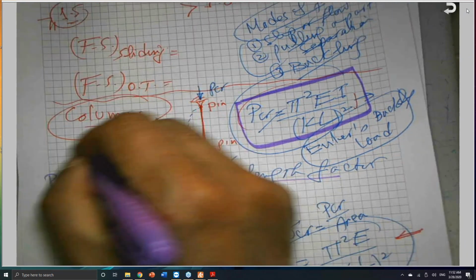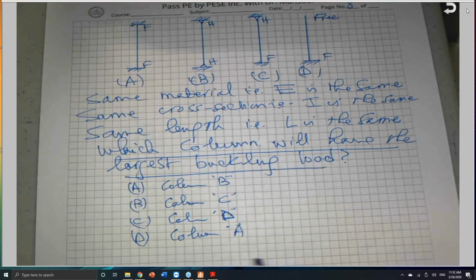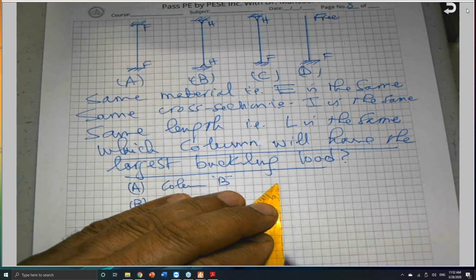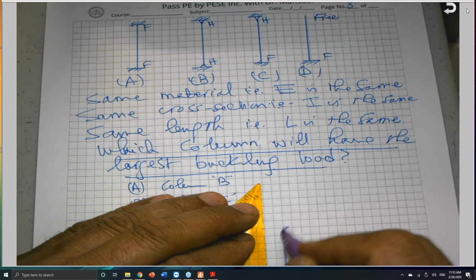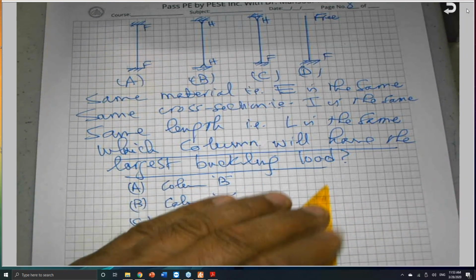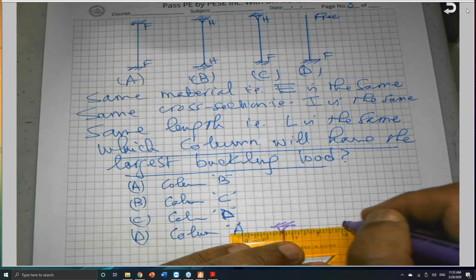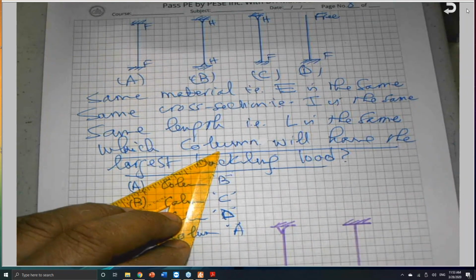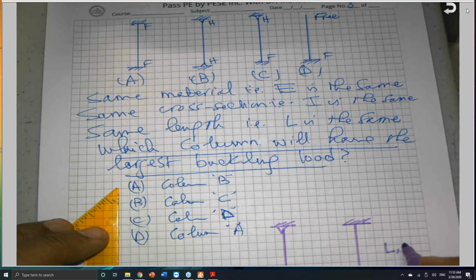And the reason I mentioned that is because another problem could be like this. You have two identical columns made from the same material, but they have two different end conditions as indicated. This is column A and this is column B. The same L, E, I, same.